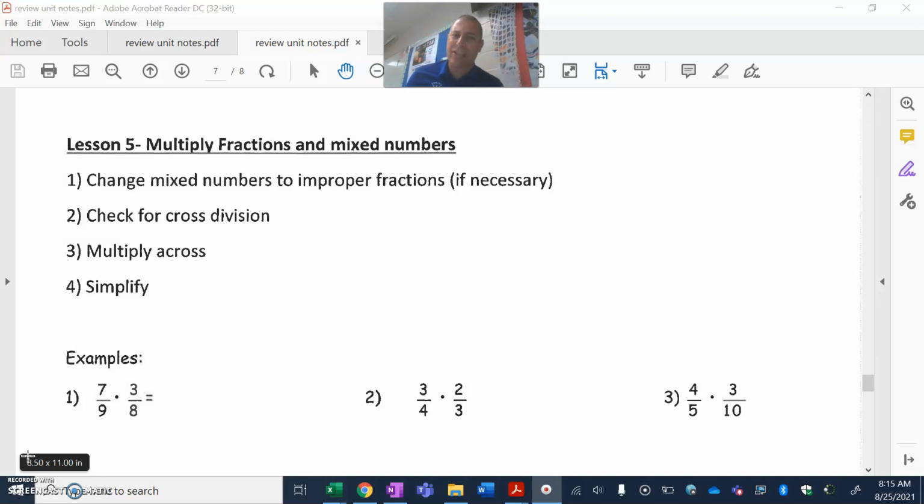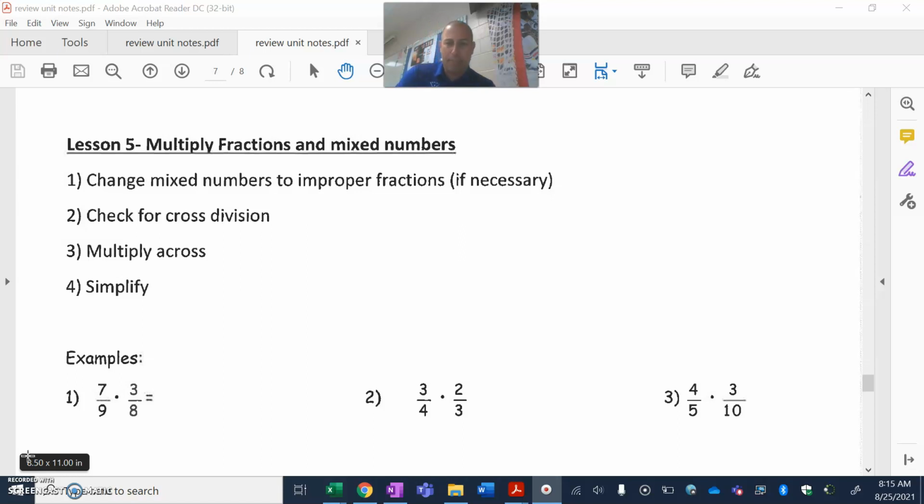Okay, so hey, we are multiplying fractions and mixed numbers. When we talk about things that you see a lot, multiplying with fractions is certainly something that stays around with us for a long time. In other words, you'll be making use of this all throughout high school. So, the phrase cross division is what we're really after here.